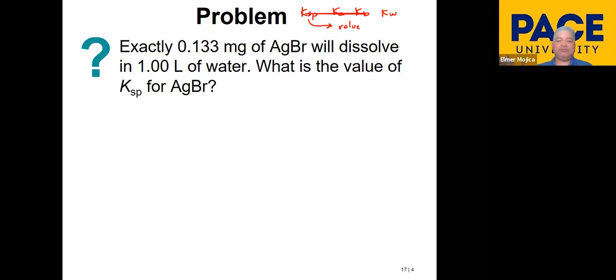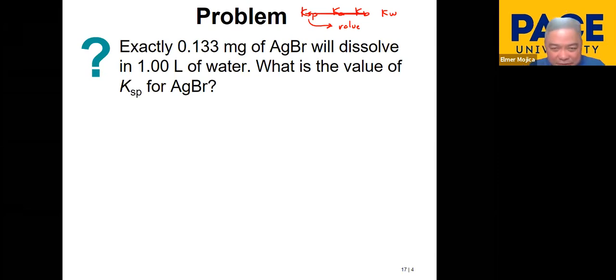And the classic experiment that they have is they have 1 liter of water and then they add the materials and determine how much of the material dissolved. So how do you think they did this here? So maybe they have 1 liter of water and they added around 0.5 grams or around 500 milligrams. And then what happened? Only 0.133 milligrams of the silver bromide dissolved.